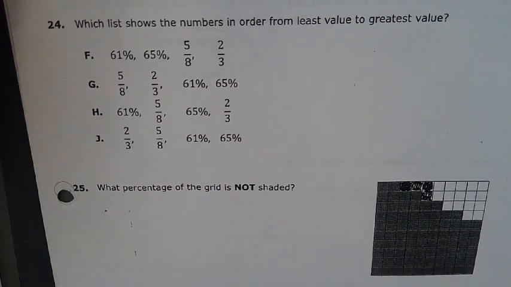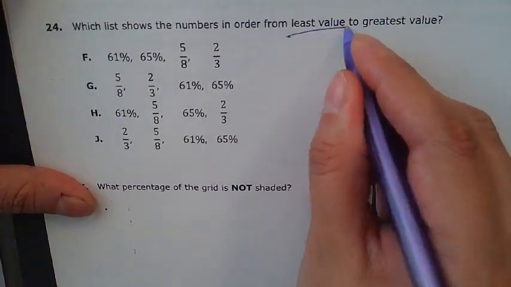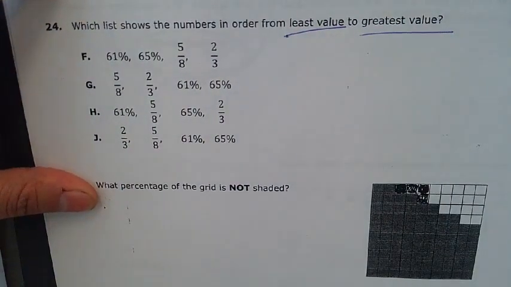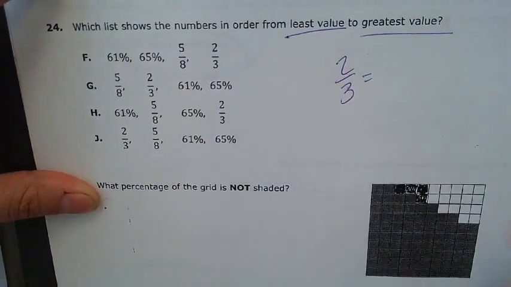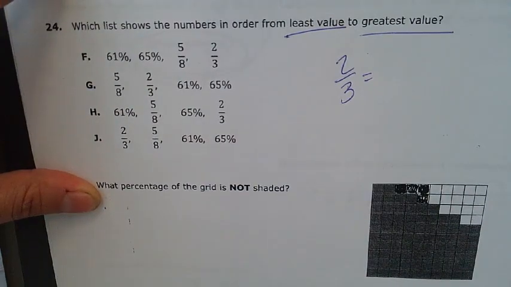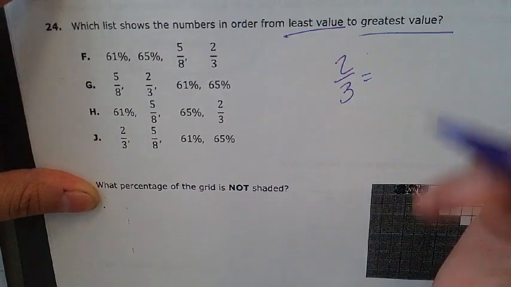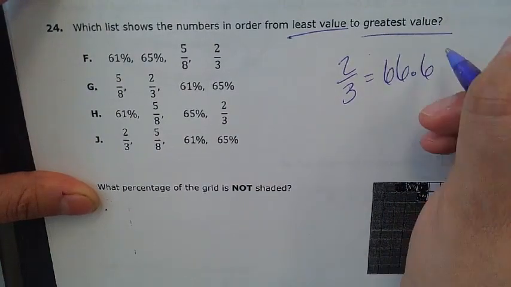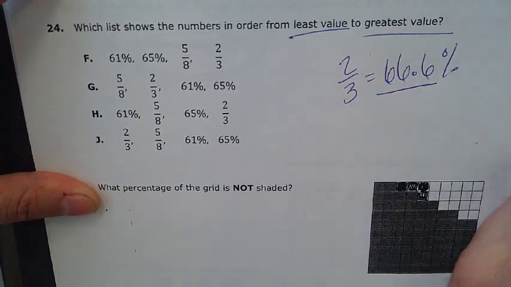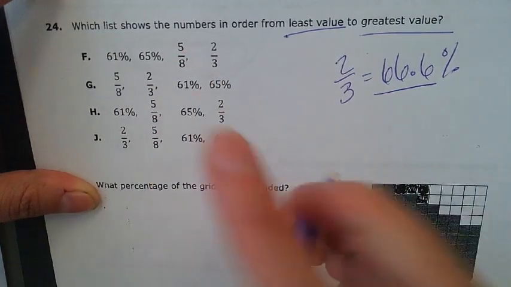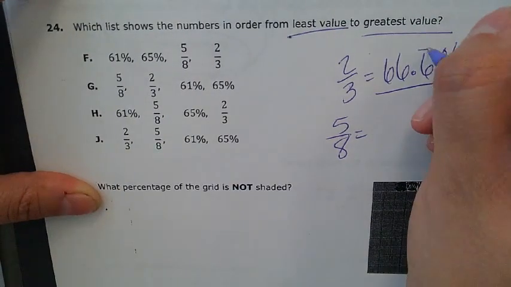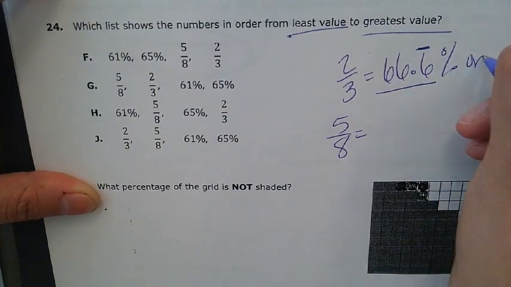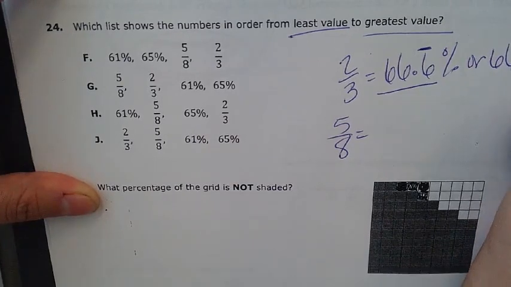Next, number 24. List the numbers from least value to greatest value. Here, it goes again to benchmark fractions. Do you know what 2/3 is equal to? If 1/3 equals 33.333, then 2/3 is 66.6. There you go. So this is double. Okay. Do we know what 5/8 is equal to? 2/3 is repeating, or you can say 66 and 2/3.